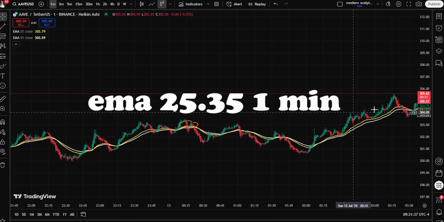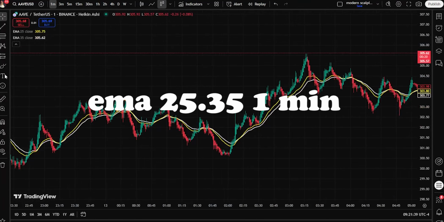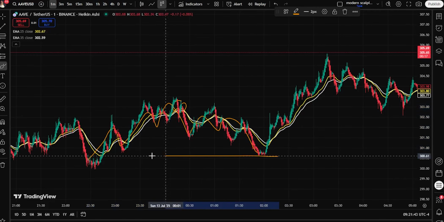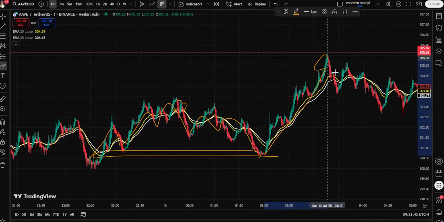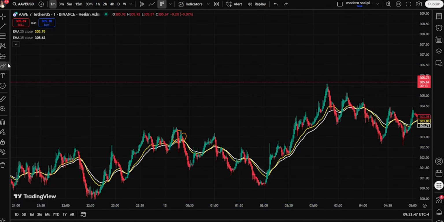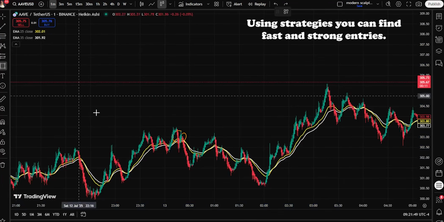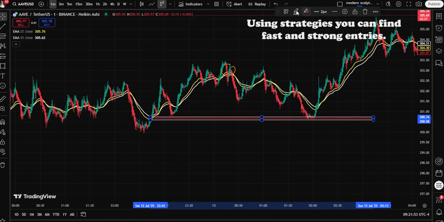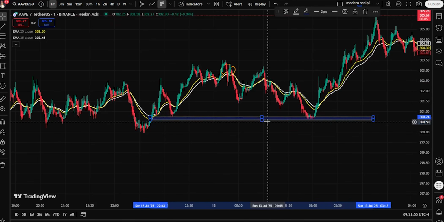Hello, good day. Today we are going to answer one of the most important challenges for scalper traders: how to identify the optimal point of the 25 and 35 EMA Cross on the 1-minute time frame and use Heiken Ashi candles as a powerful filter. If you also want to have faster, less risky, and more accurate trades, be sure to watch this video until the end.